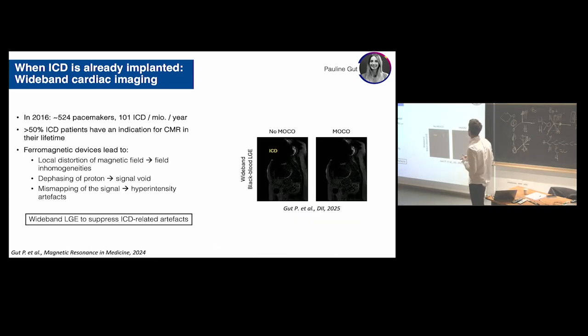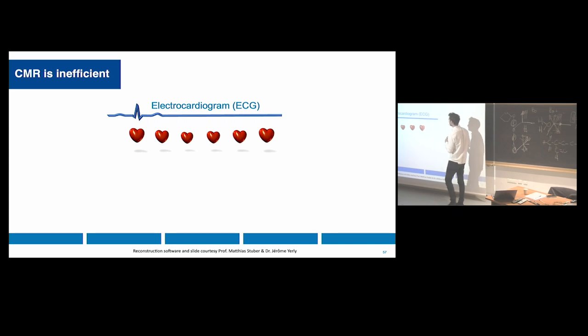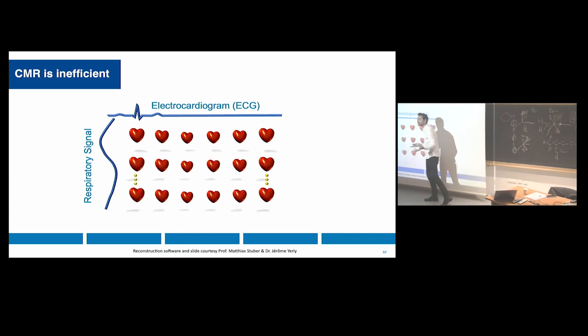You could even do motion correction of this data set if the patient does not hold his or her breath. And finally, we have found a couple of solutions, but you might realize that CMR is still very inefficient, right? Remember, we have the ECG. We usually trigger the acquisition in mid-diastole. We also have the respiratory dimension. We ask patients to hold their breath in end expiration most of the time.